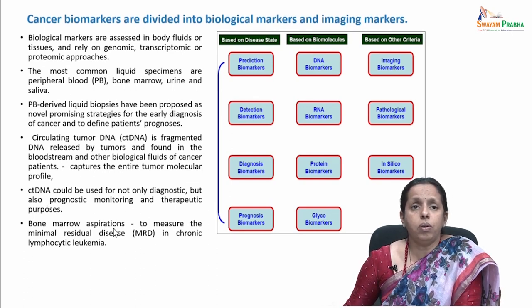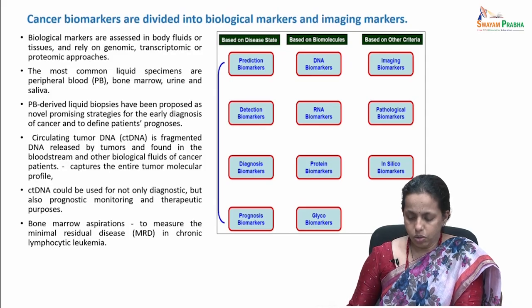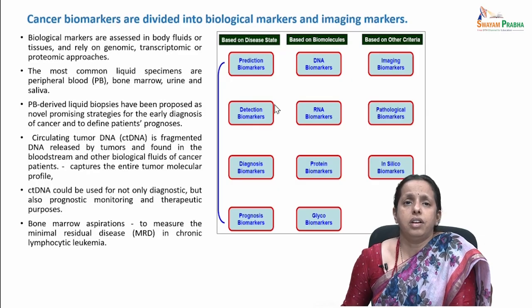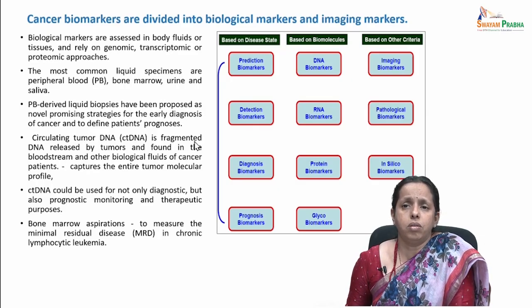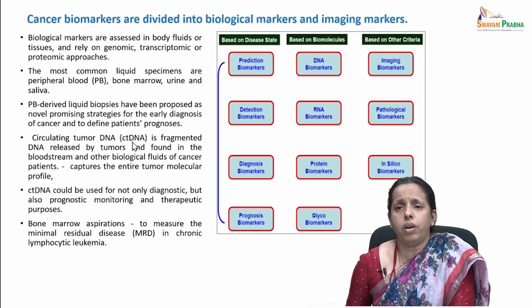Then you have bone marrow aspirations to measure MRD in chronic lymphocytic leukemia. Despite offering the advantage of providing more accurate results than peripheral blood measurements, the important advantage of these biomarkers is that it is non-invasive. You don't need a clinician, a biopsy, a pathologist, and all the other paraphernalia for taking the ctDNA. It's just 2 ml of blood.